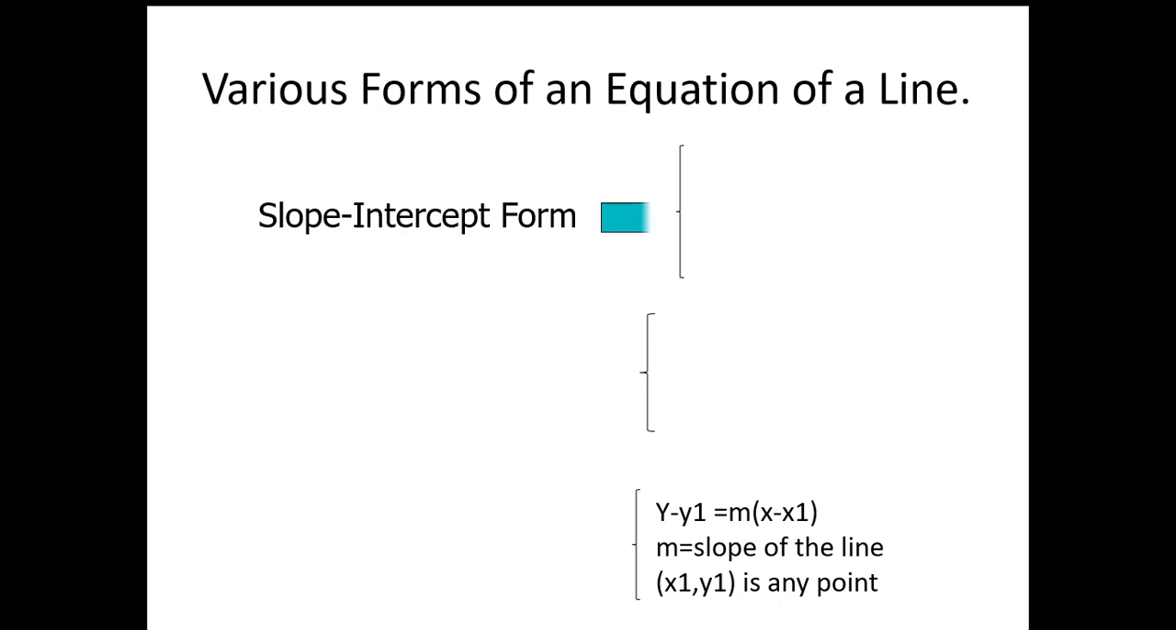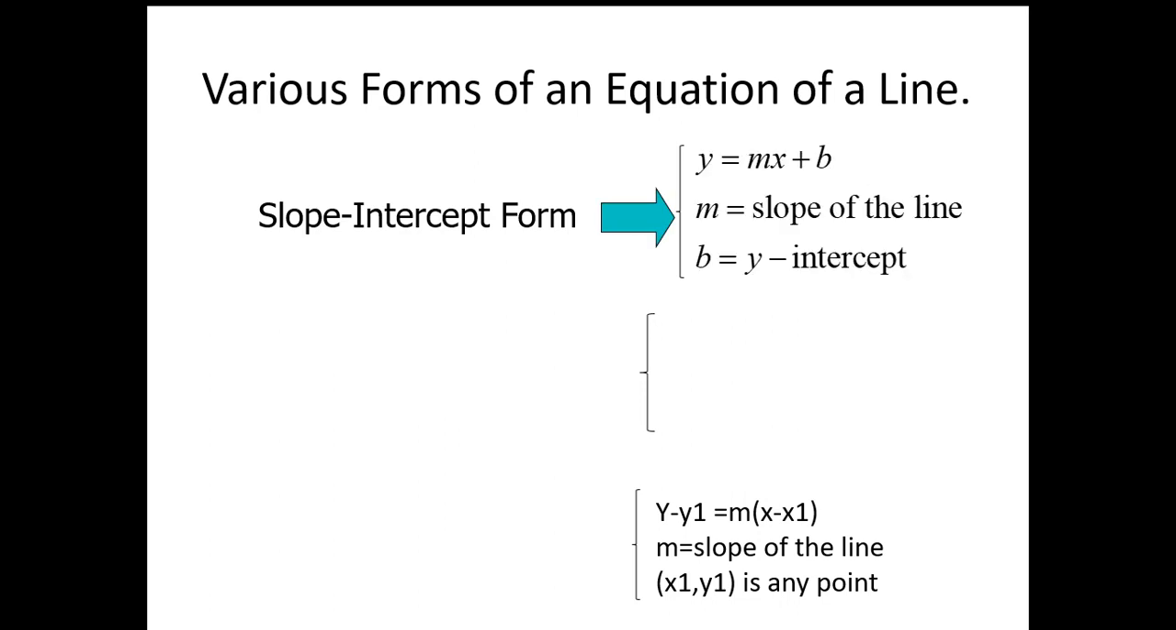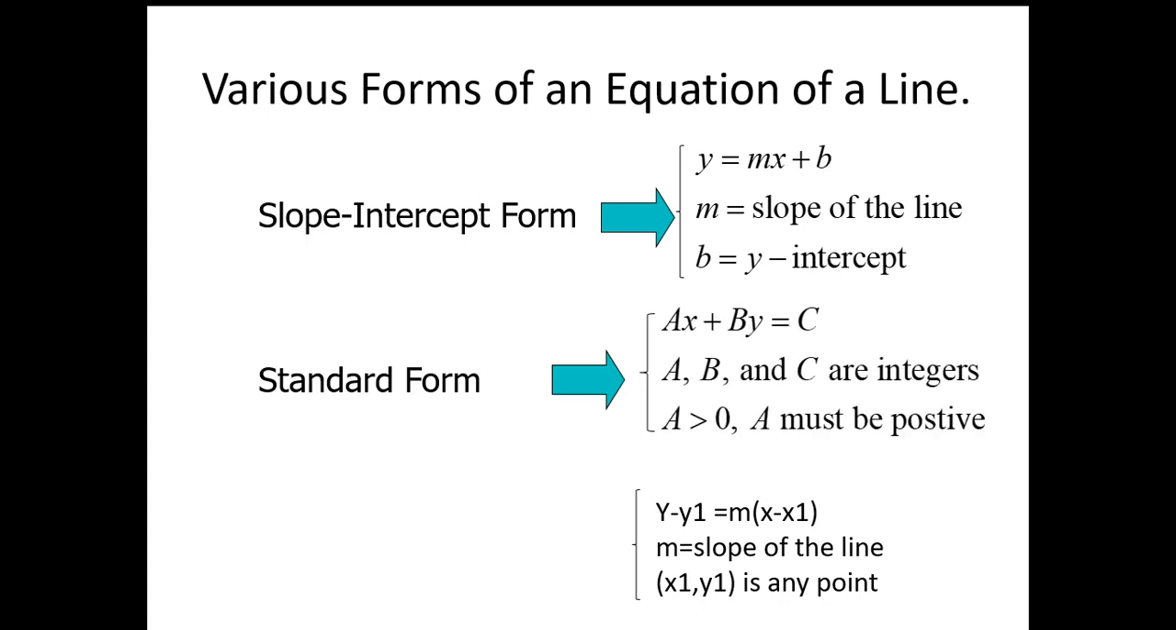Now, different forms of an equation. You can see the slope-intercept form. y is equal to mx plus b. M is the slope and b is the y-intercept. You can see the standard form. In this form, ax plus by equal to c, so you put x and y in the first part and c in the second part. So a, b, and c should be integers and a should be all the time positive.